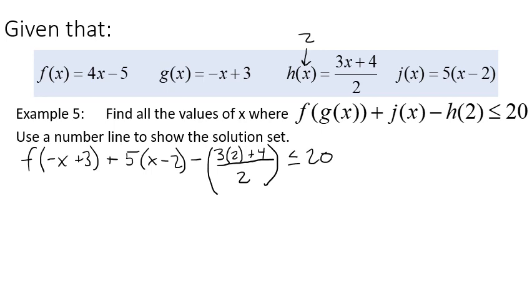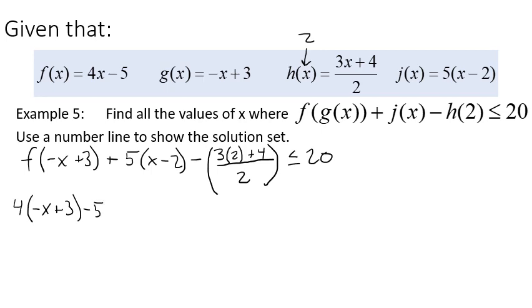So I had f of g of x plus j of x minus h of 2. Now I can continue to simplify. I'm putting negative x plus 3 into f for x. So f is 4x minus 5, where I see an x, I'm going to plug in negative x plus 3, and then minus 5 to finish out f.